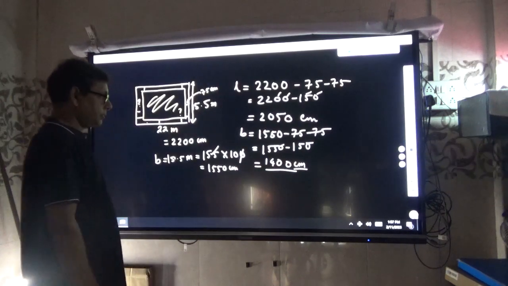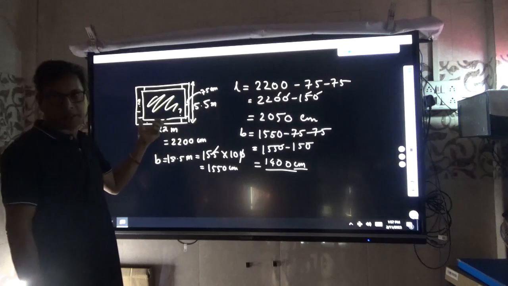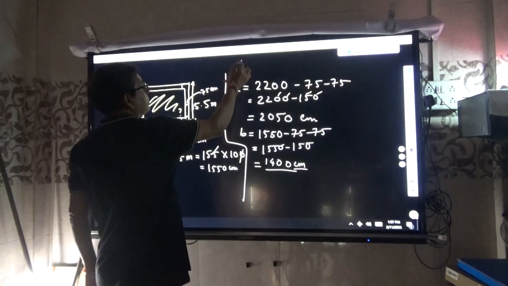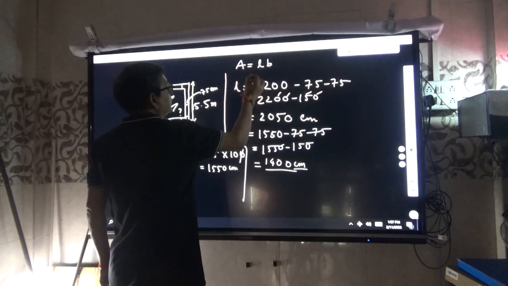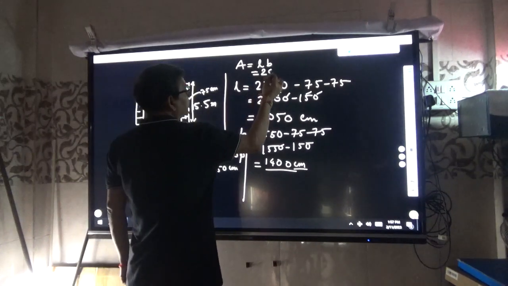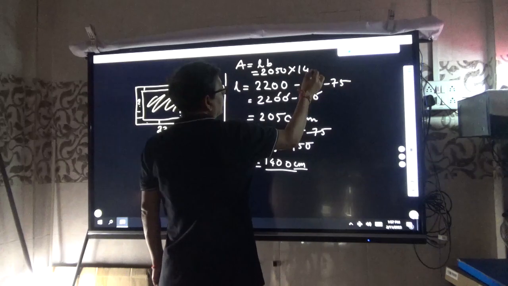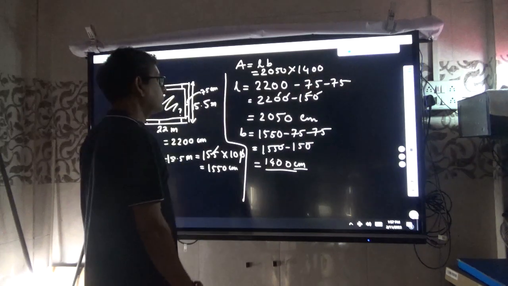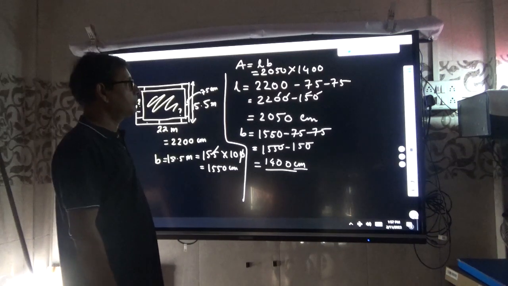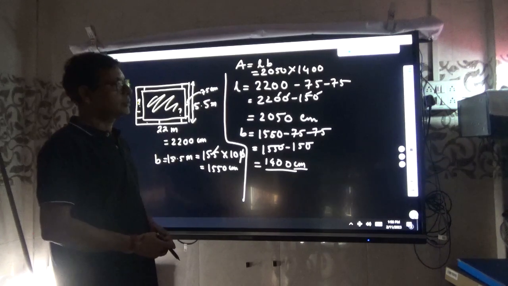Now what you have to find out is the area of the carpet. So area of the carpet is length into breadth of the carpet. Length is 2050 and breadth is 1400. This was centimeter square. If you want to convert it into meter square, then you have to divide by 100 into 100.